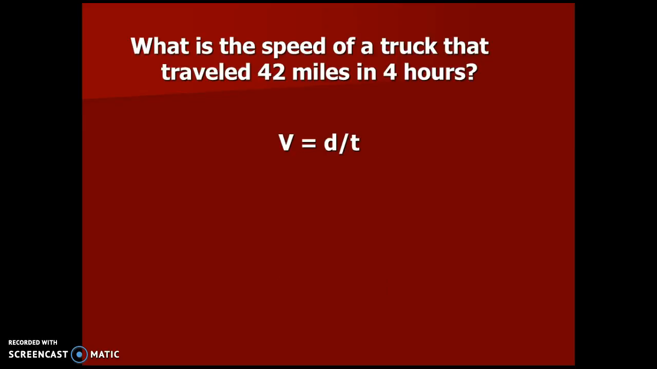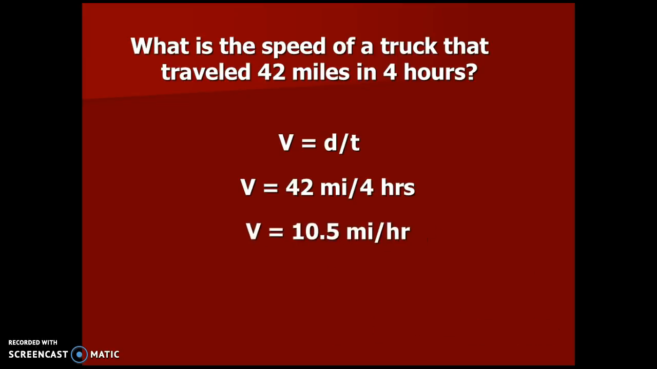What is the speed of a truck that traveled 42 miles in 4 hours? I want you to go ahead and try and fill in the blanks before I do. If you cover up the V, that would give you D divided by T. Put the 42 in for the D, 4 in for T. That gives you 42 divided by 4, which comes out to 10.5 miles per hour for the speed of the truck.